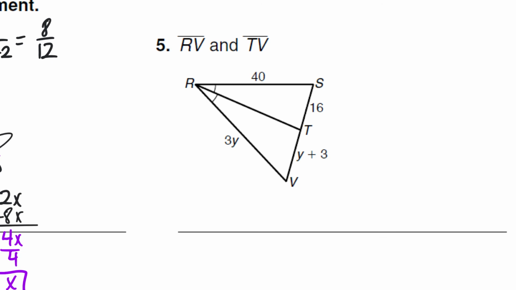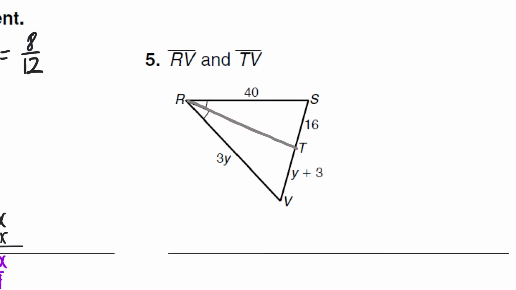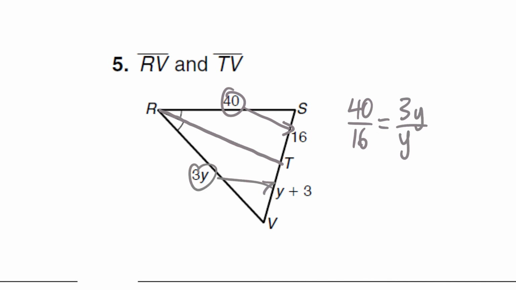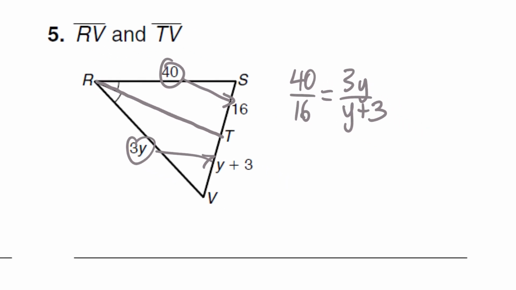Okay, on this last one, RT is the angle bisector. So it splits this proportionally. So on this one, I'm going to say 40 is to 16 as 3y is to y plus 3. All right, so what's 16 times 3y? 120? No, 48, right? Yep, 48y.